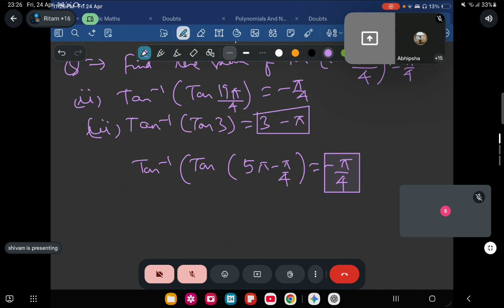Next, I'm going to discuss cot inverse cot of x.